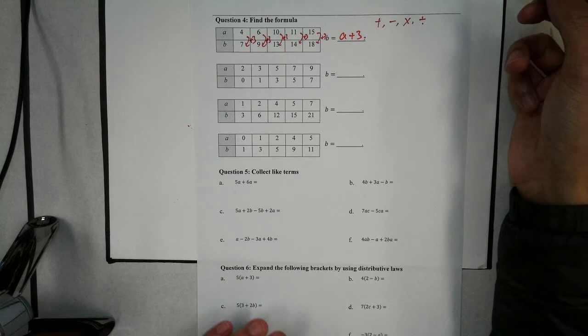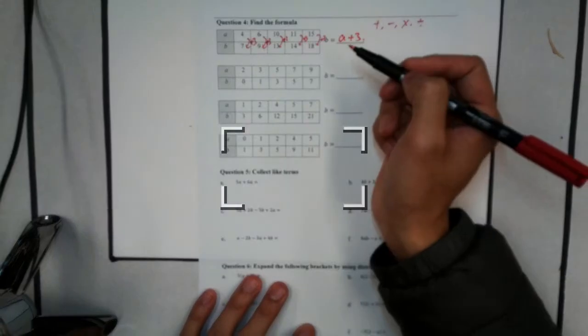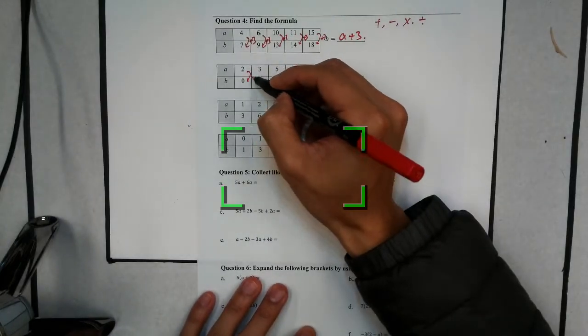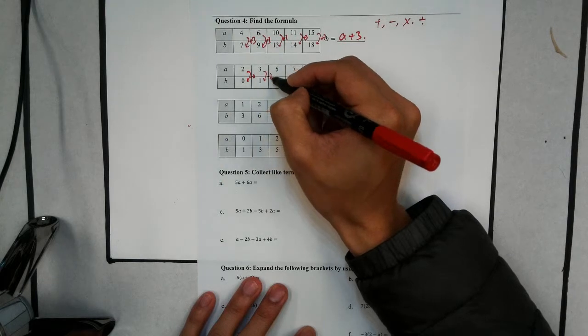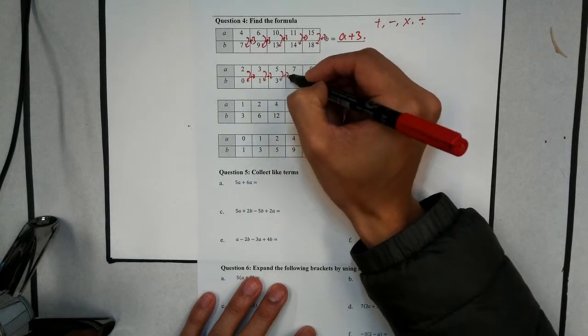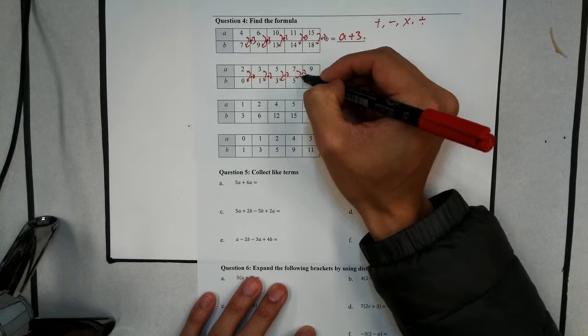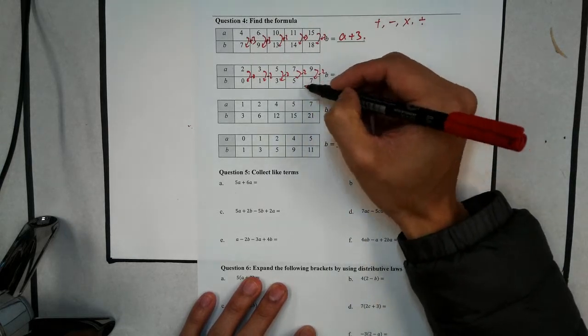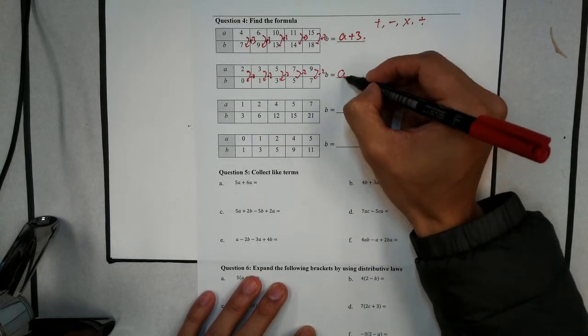So how we find the value. And the second one, B, 2 to 0, we can minus 2. 3 minus 2 is 1. 5 minus 2 is 3. 7 minus 2 is 5. 9 minus 2 is 7. Therefore, the rule is A minus 2.